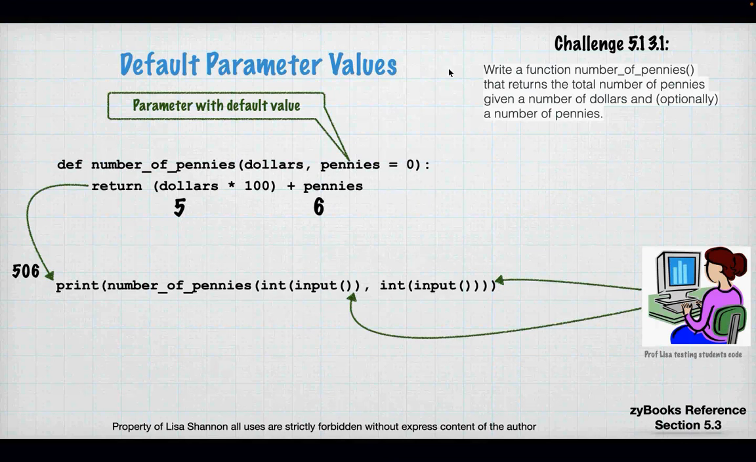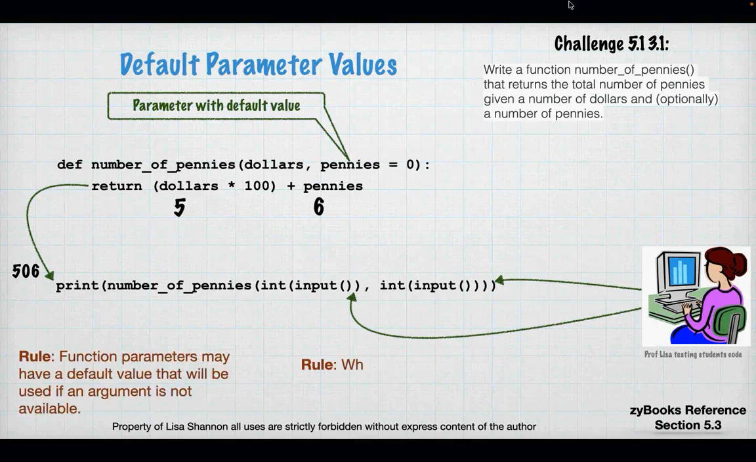Now, there's one thing to remember about default parameter values. The parameters with default values have to come after parameters without default values in the order of the arguments. So I could not have said pennies equals 0, comma dollars. That would be a syntax error. Python won't let me do it. But I can say dollars, comma pennies equals 0, because I'm using the parameter with a default value at the end of my definition, or at least after any parameters without default values have been defined. Okay.